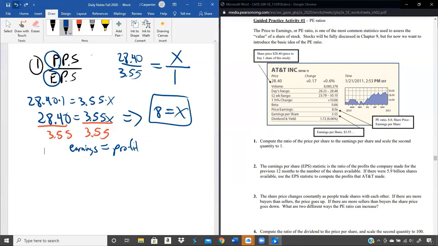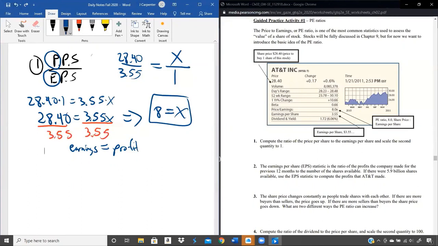So this company's profit margin is not in this chart or table or whatever you want to call it anywhere. It's not in there. There's nothing that says the company's profit. But if we know how many shares of the company are available and we know the earnings per share, we are able to calculate this. So let's write out what this says.